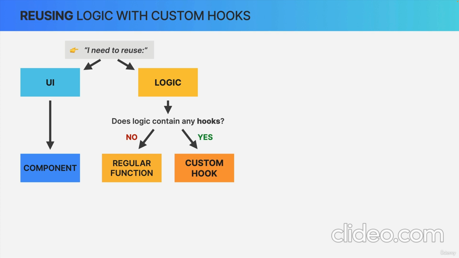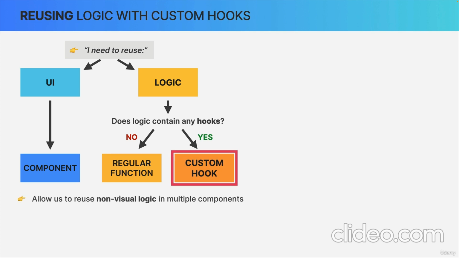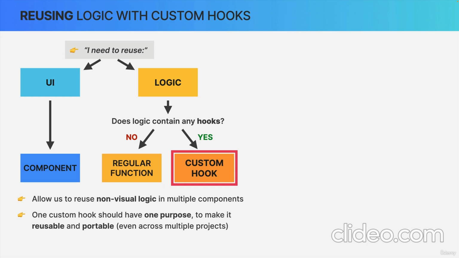So basically, custom hooks allow us to reuse stateful logic among multiple components. And actually, not only stateful logic, but really any logic that contains one or more React hooks. So we can say that custom hooks allow us to reuse non-visual logic, which is a more generic term. Now, just like regular functions or components or effects, one hook should only have one purpose. So it should only do one specific, well-defined thing.